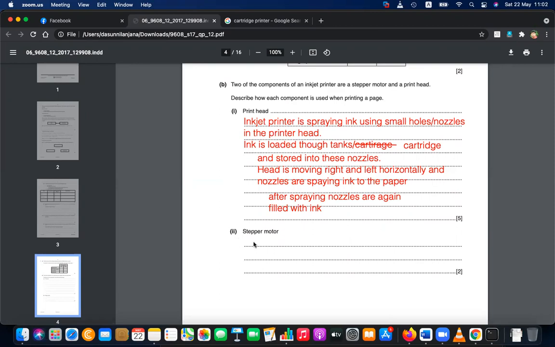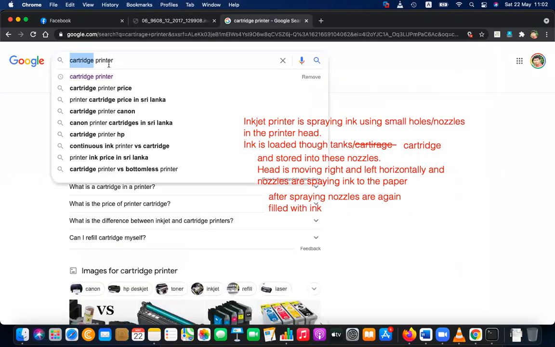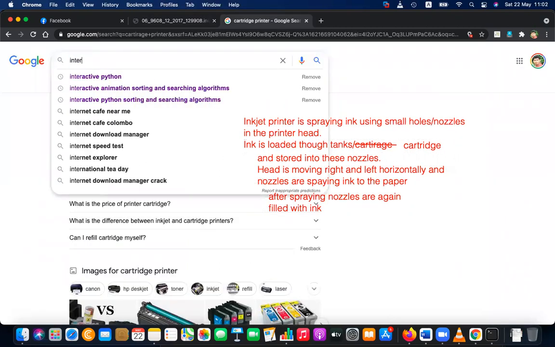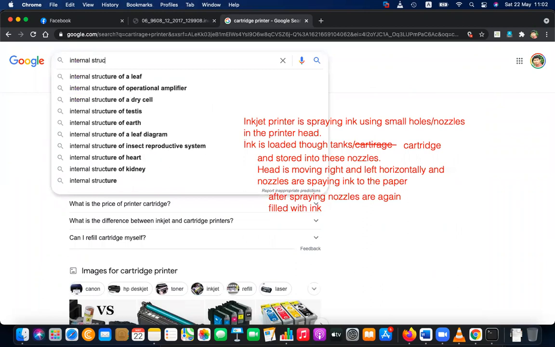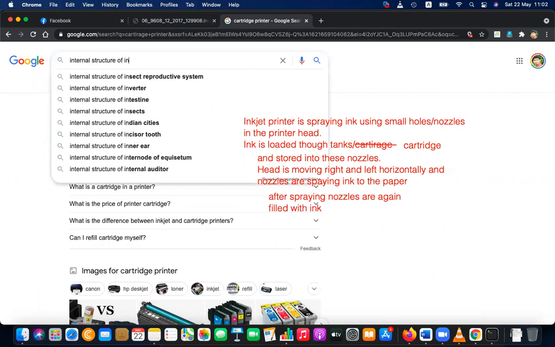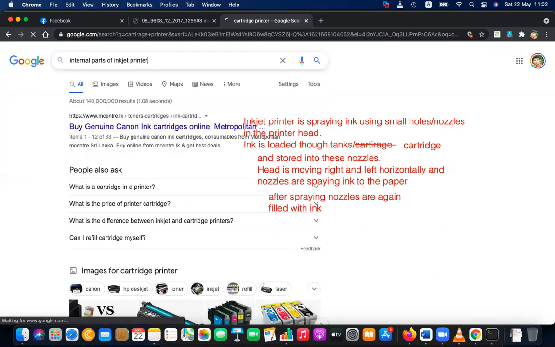And the stepper motor. The task of the stepper motor is connected to the, so you can see the internal structure. Rather than explaining that, let's show the internal structure of an inkjet printer.